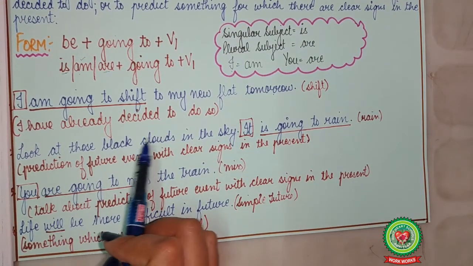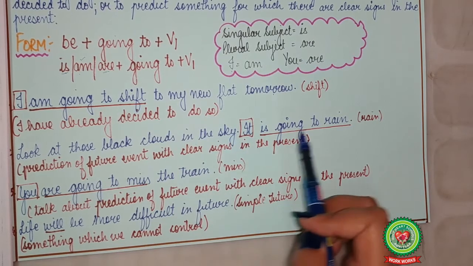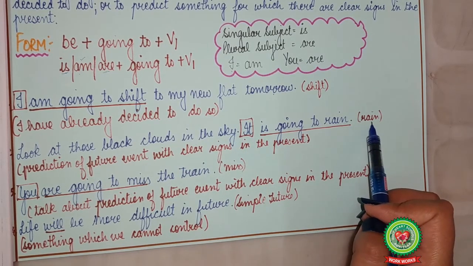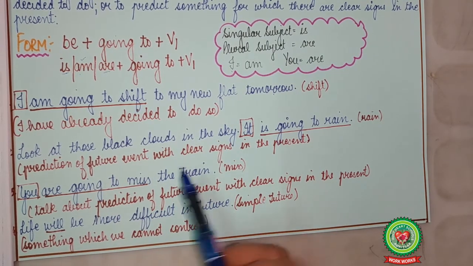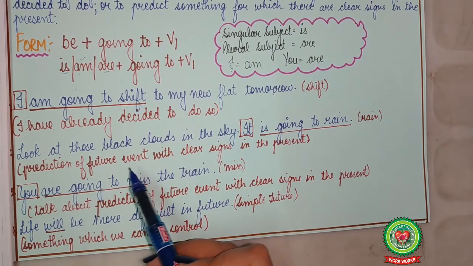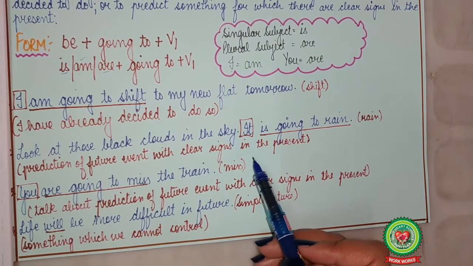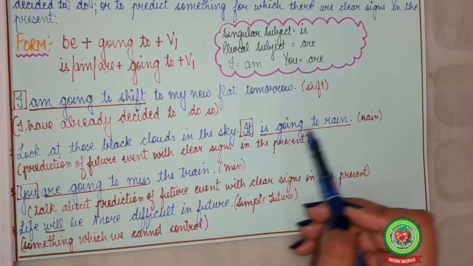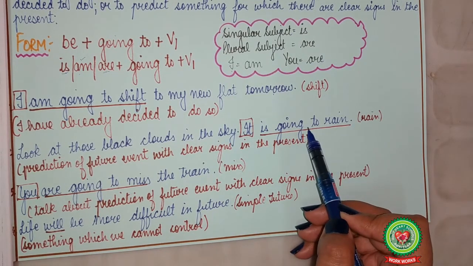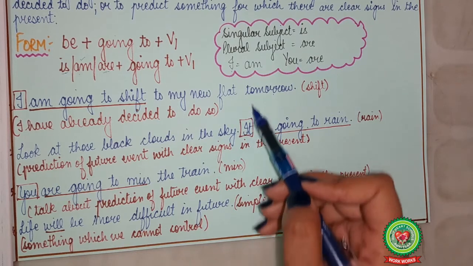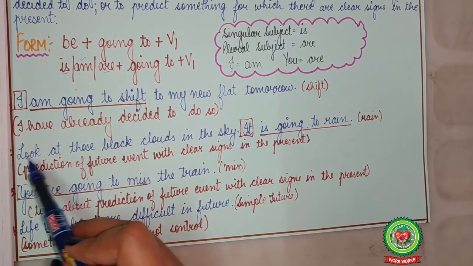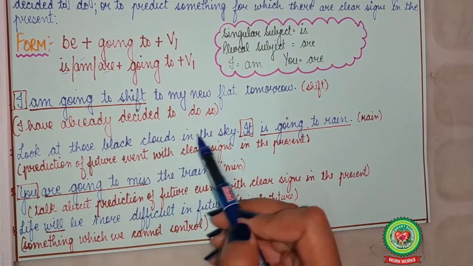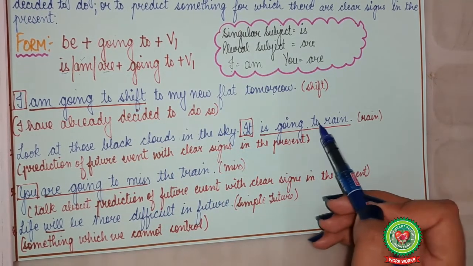Look at those black clouds in the sky. It dash, and the verb is rain. Now here in this sentence, prediction of future event is given. When we talk about the prediction for which there are clear signs in the present, we use going to form. So with it we will use is. So the answer is look at those black clouds in the sky. It is going to rain.